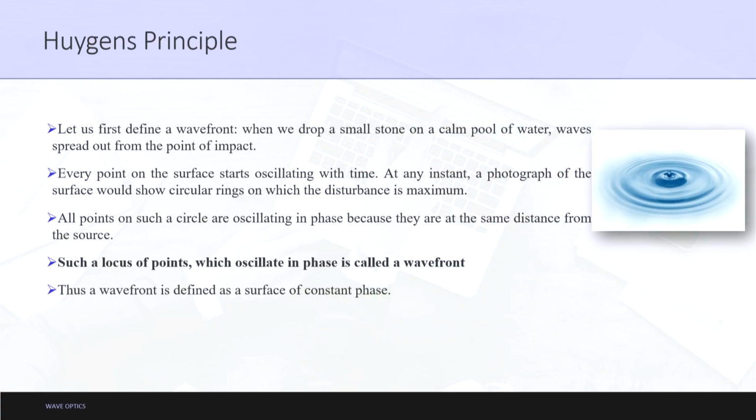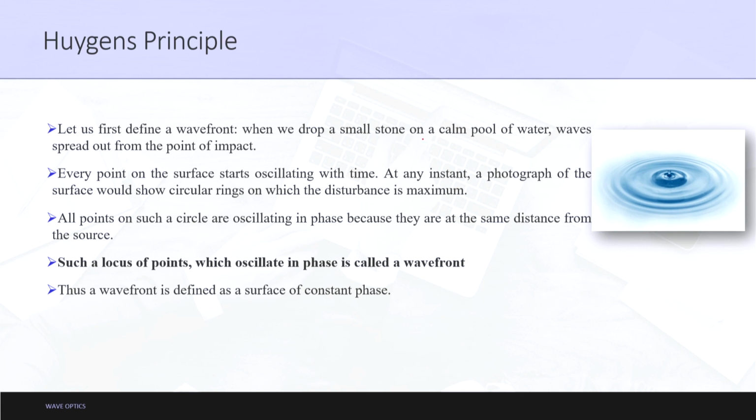So, Huygens is the name of the scientist, and the principle is the one he put forward about the wave theory of light. Let us first define a wavefront. An important concept in the complete lecture series will be the wavefront. You need to understand this new word. It is not a very difficult word, but sometimes the explanation is a little tedious. So, please look at the definition of wavefront first.